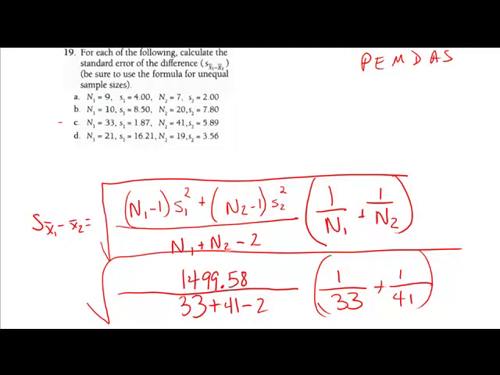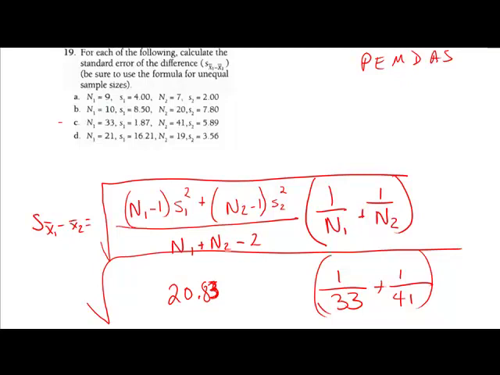And we're going to divide that number by 33 plus 41 minus 2. If we do the addition first, 33 plus 41 minus 2, that's 72. So 1499.58 divided by 72 is 20.8275. Let's call that 83.